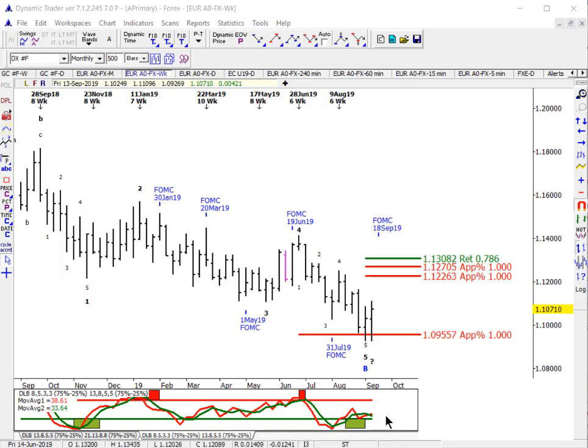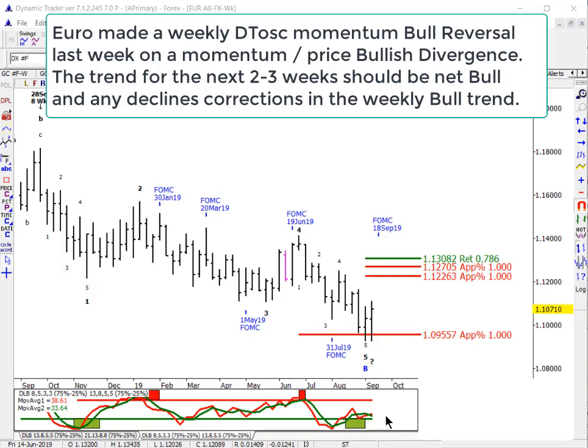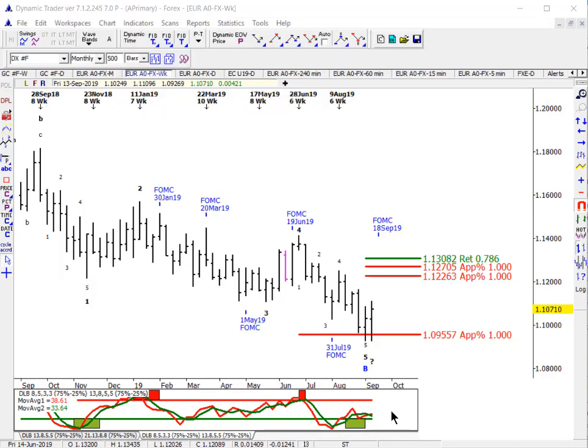Key piece of technical information here is the euro weekly made a DT oscillator bull weekly momentum bull reversal this past week. That's significant, not only because it made the bull reversal, putting the dual look back momentums in a bullish position and nowhere near the overbought zone, implying that at least for the immediate term, we ought to be sideways and up for at least another 2 to 3 weeks. And any declines should be corrections.